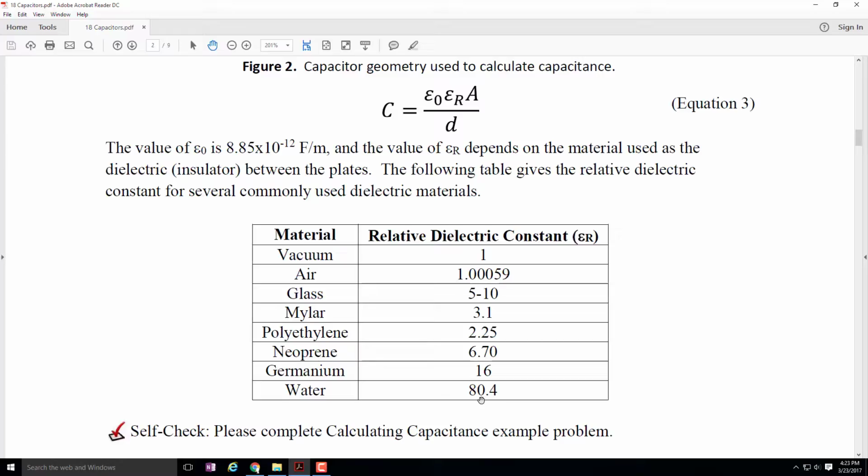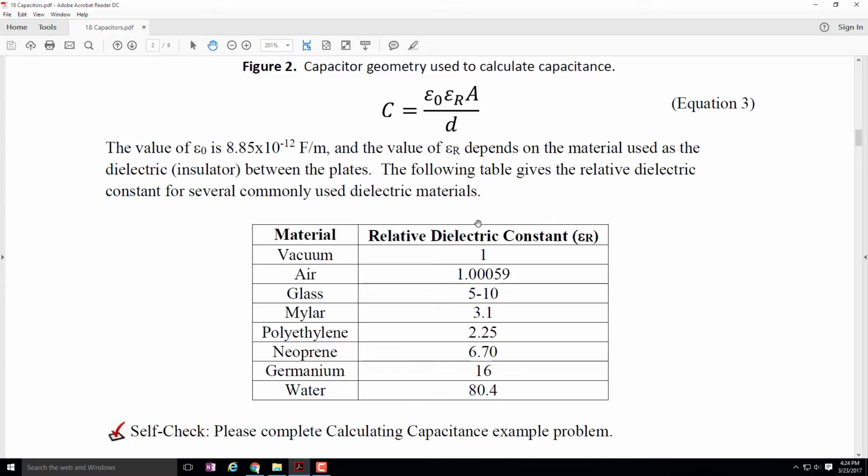Now, almost no capacitors use water as their dielectric because it's really hard to keep the water in there. So ordinarily the water would just sort of drain out, and so it doesn't work well. We almost never would use a liquid as a dielectric. We'll almost always use a solid, which means glass, mylar, polyethylene, neoprene, or germanium, or one of several other materials. There are some highly engineered materials that can yield some very, very high relative dielectric constants, which will in turn give you higher values of capacitance. So those are just some good things to know.